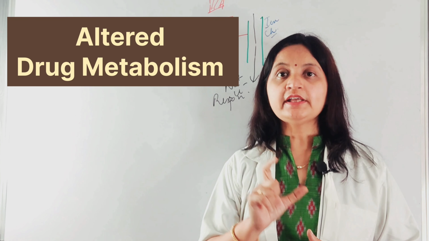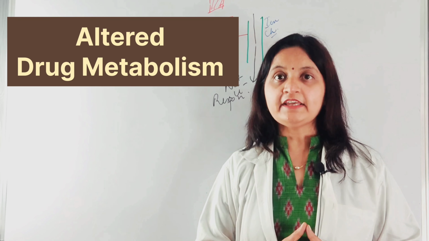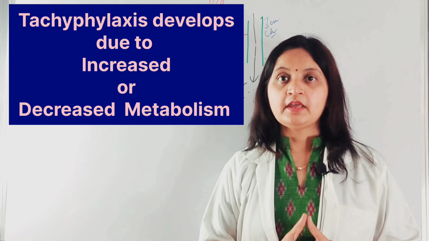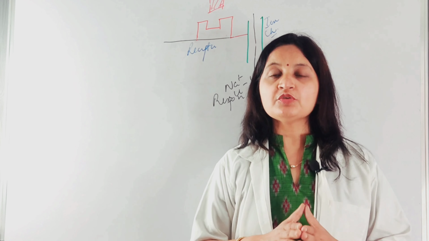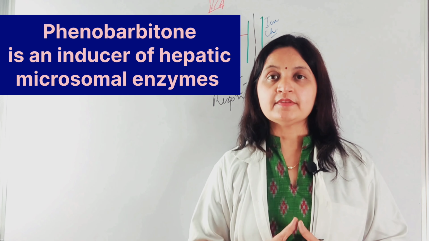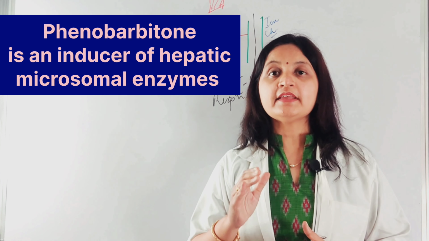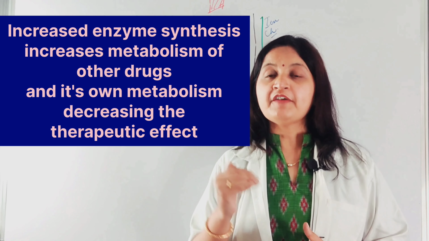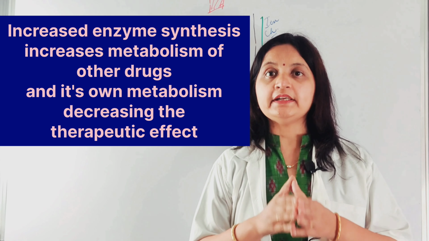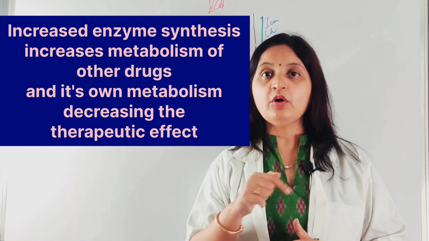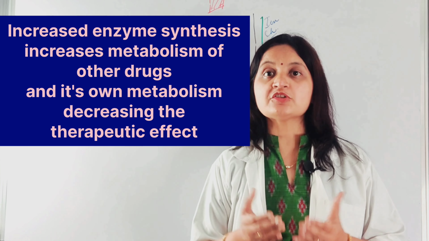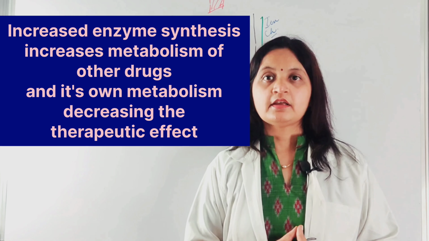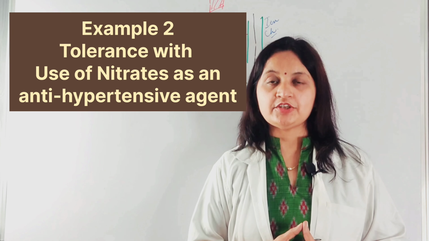The next point is altered drug metabolism. Drug tolerance or tachyphylaxis may develop due to increased metabolism or decreased metabolism. For example, phenobarbital is an inducer of hepatic microsomal enzymes. Due to increased synthesis of enzymes, there is increased metabolism of other drugs, thus lowering their levels in the plasma. Phenobarbital also has the property of auto-induction. That is, it induces its own metabolism, thereby decreasing its own level in the plasma, leading to tolerance and decreased drug response.